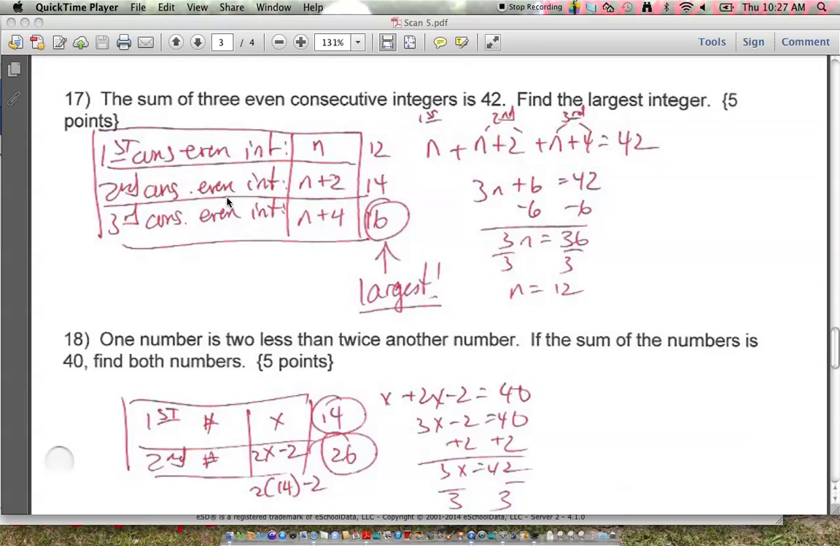Okay, number 17. The sum of 3 consecutive even integers is 42. So here's my first integer, n. Even integers. The next even integer is n plus 2.